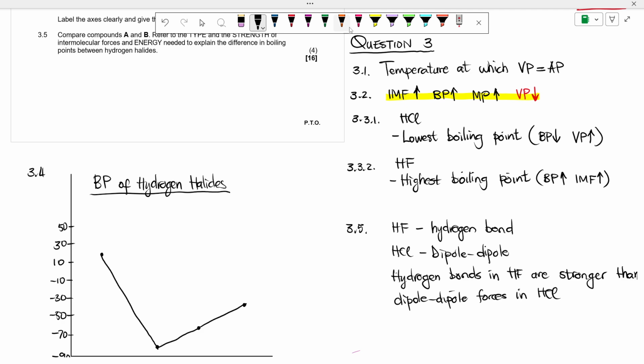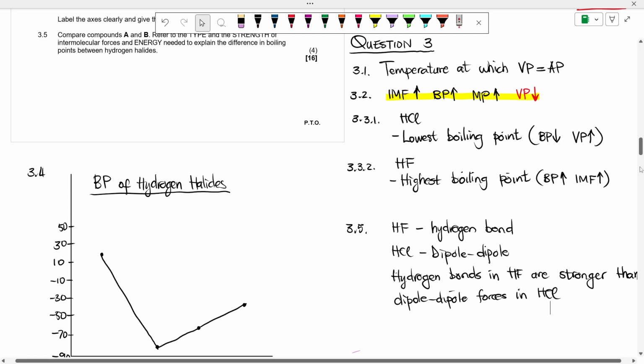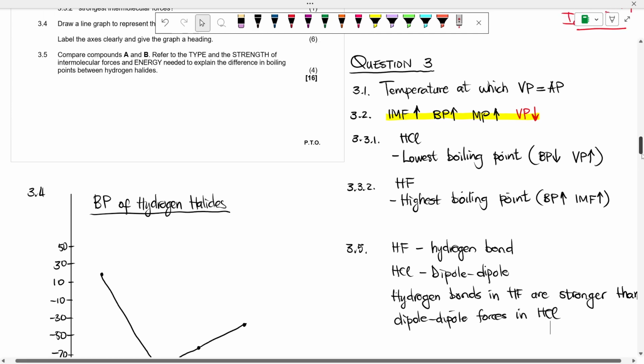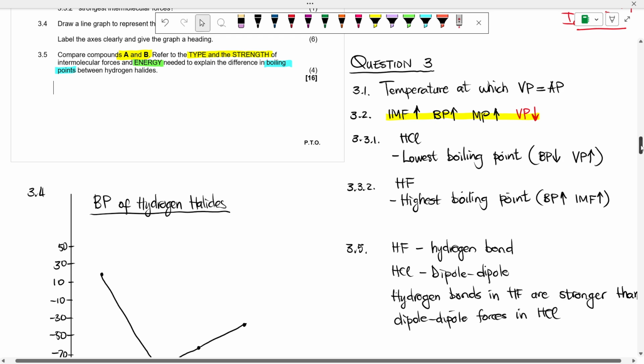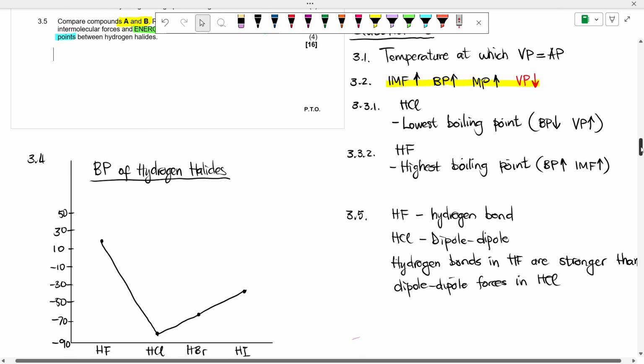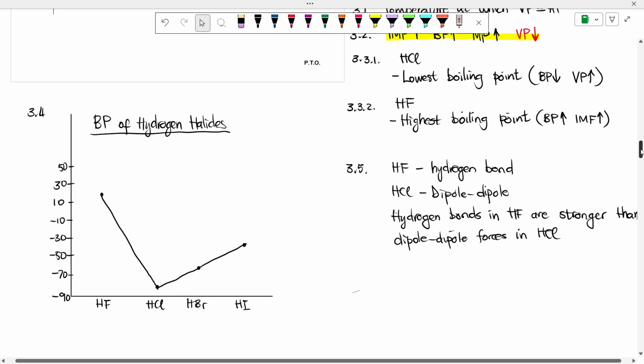No. Okay, look, read the question again. So if you're unsure of what to write, you read the question again. What do they say? You can read it out for me. Comparing compounds A and B, refer to the type and the strength of intermolecular forces and energy needed to explain the difference in boiling points between hydrogen halides. Okay. The energy. Oh yes, it's the energy. So you can also mention boiling point in there. So we did talk about the comparison. We talked about the type of intermolecular forces and the strength. Now we need to talk about the energy.